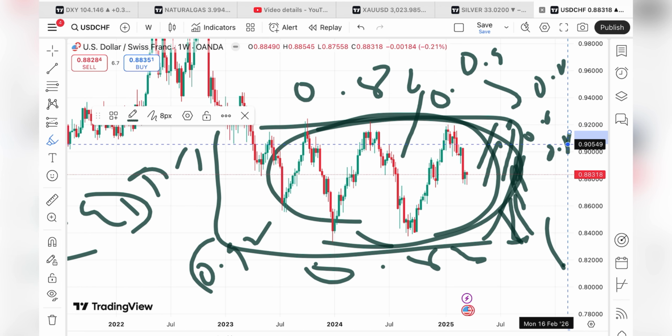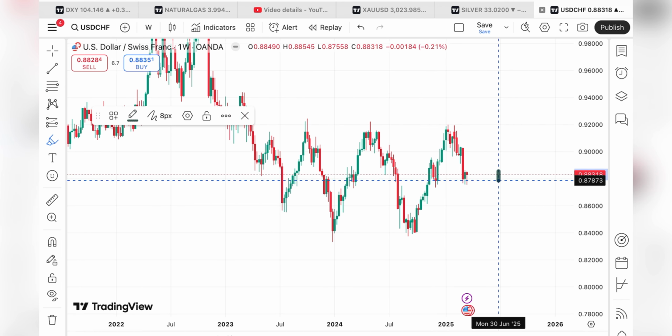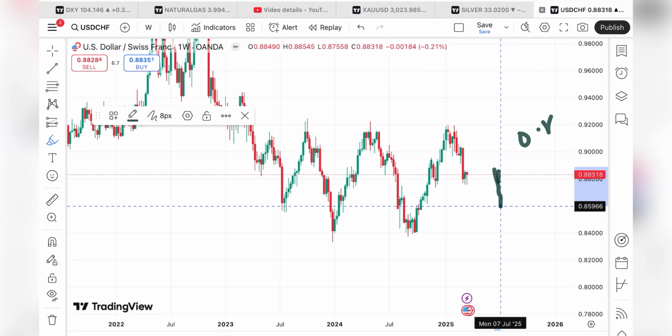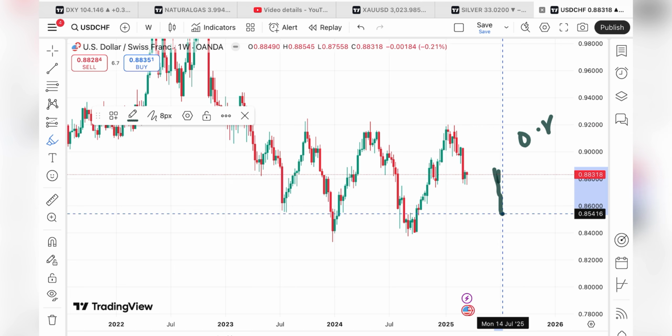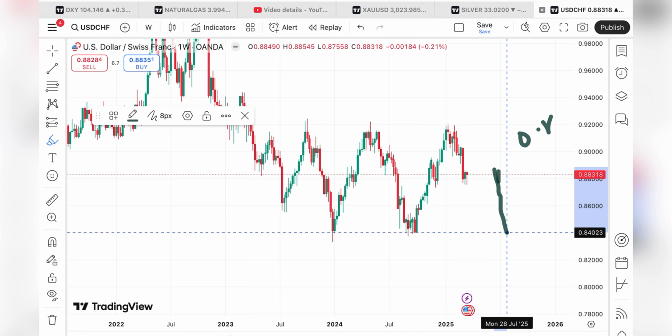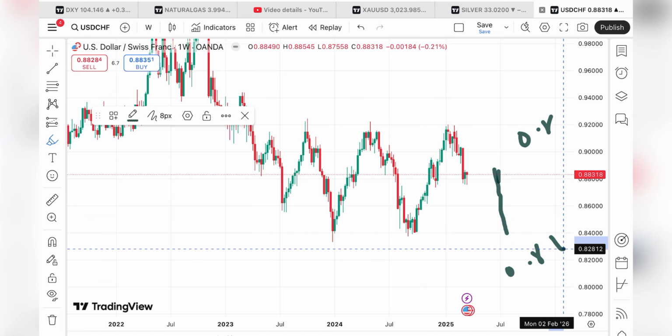Again I repeat, if the price started going below a level of around 0.87, a further downfall we can see towards a level of 0.86 to a level of 0.85. Then it can move below a level of 0.83.